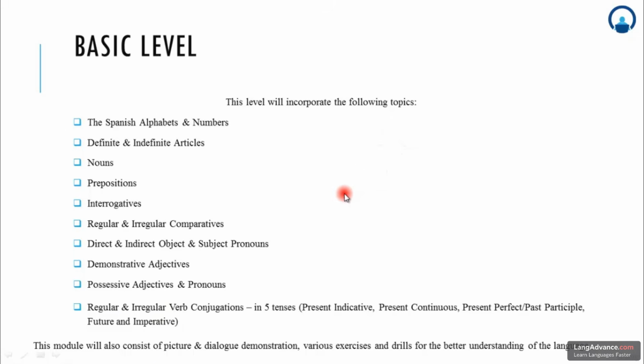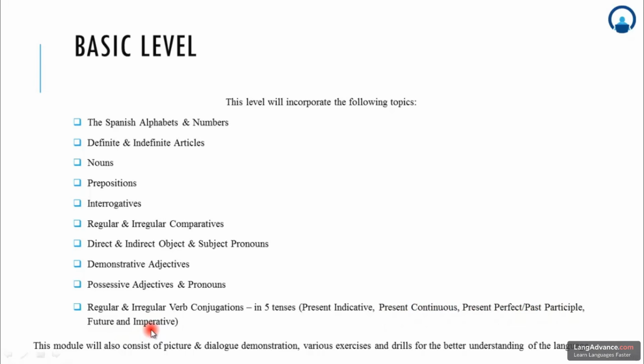First, we are going to start with Spanish alphabets and numbers. Then we'll move on to definite and indefinite articles, nouns, prepositions, interrogatives, regular and irregular comparatives, direct and indirect object and subject pronouns, demonstrative adjectives, possessive adjectives and pronouns, regular and irregular verb conjugations that will be dealt with in 5 tenses: present indicative, present continuous, present perfect, also called past participle, future and imperative.